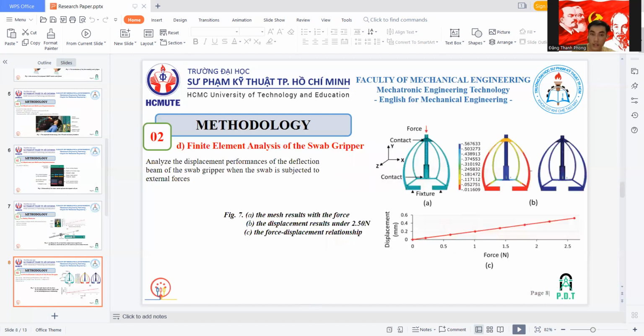Next, D. Finite element analysis of the swab gripper. Apply the displacement performance of the deflection beam of the swab gripper when the swab is subjected to external force.